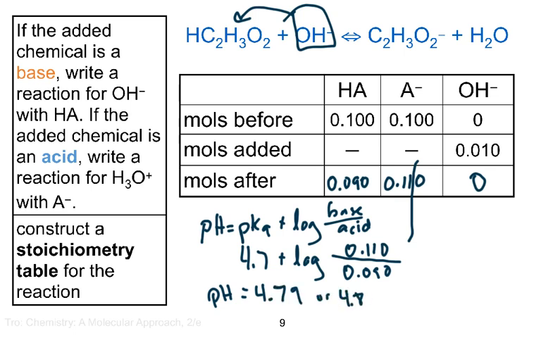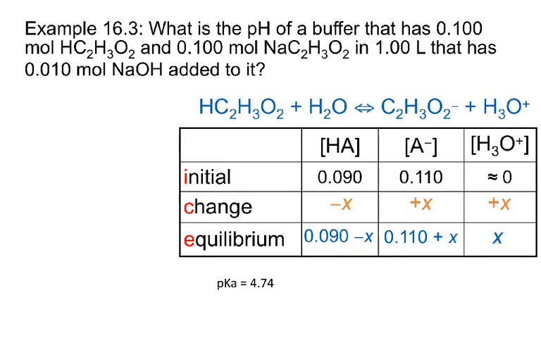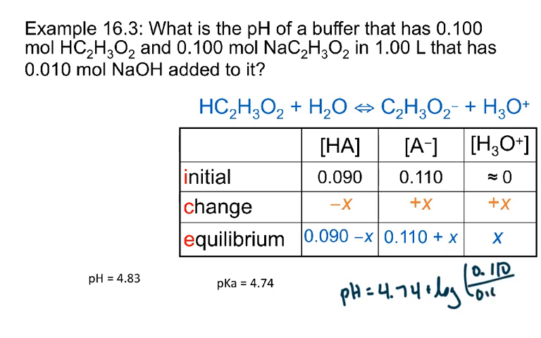Or 4.8, since I just had one sig fig with my pKa. So working this through, here I'm giving my pKa as 4.74, so that's going to change it slightly. So if you plug in, pH is 4.74 plus the log of 0.110 over 0.090, this extra digit is going to change it slightly, so we get 4.83. But same concept.